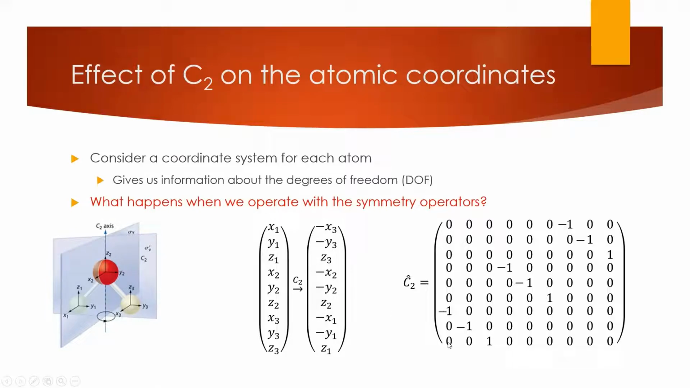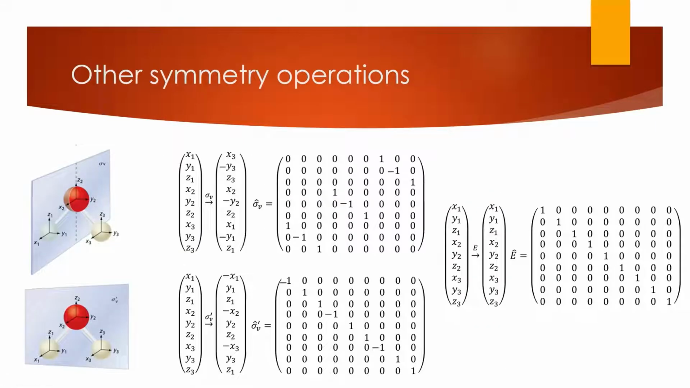And so we have this matrix that's mostly zeros with 9 entries that when we multiply our matrix here by this C2 matrix, we will turn this vector into this new vector. And we can come up with other matrices for the other symmetry operations. So here we have a sigma v prime, and of course the identity operator is just ones down the diagonal.